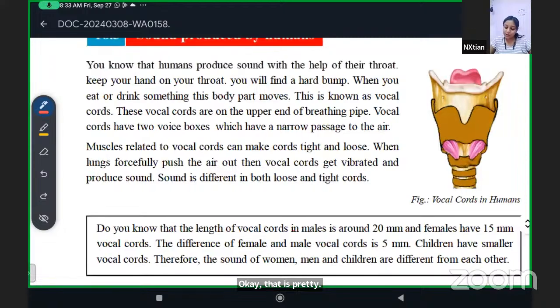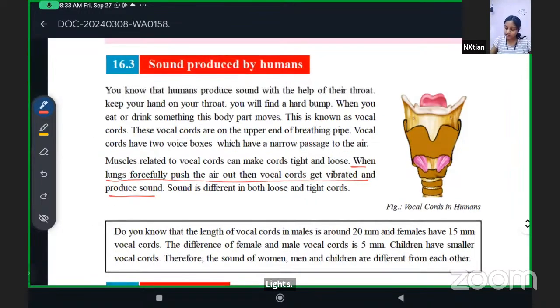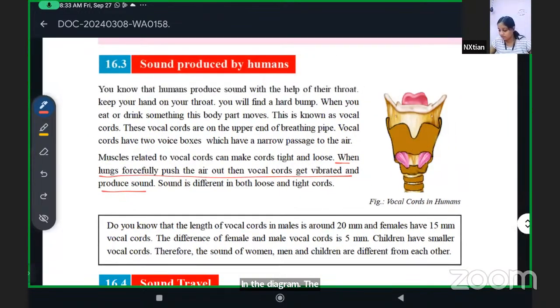Muscles related to vocal cords can make cords tight and loose. When lungs forcefully push the air out, then vocal cords get vibrated and produce sound. Sound is different in both loose and tight cords. In the diagram, is the pink thing the vocal cord? The pink thing in between those two brown things. This one, yeah.